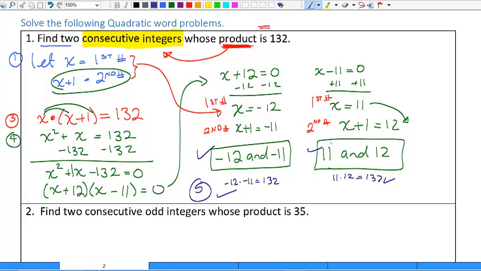Some students might look at this problem and say, oh, I know the answer. It's 11 and 12. A lot of students will be able to get that in their head if you know your multiplication facts really well. But not very many students would think about the negative parts. So be careful and try not to do these in your head and then make mistakes and forget some other possible answers.